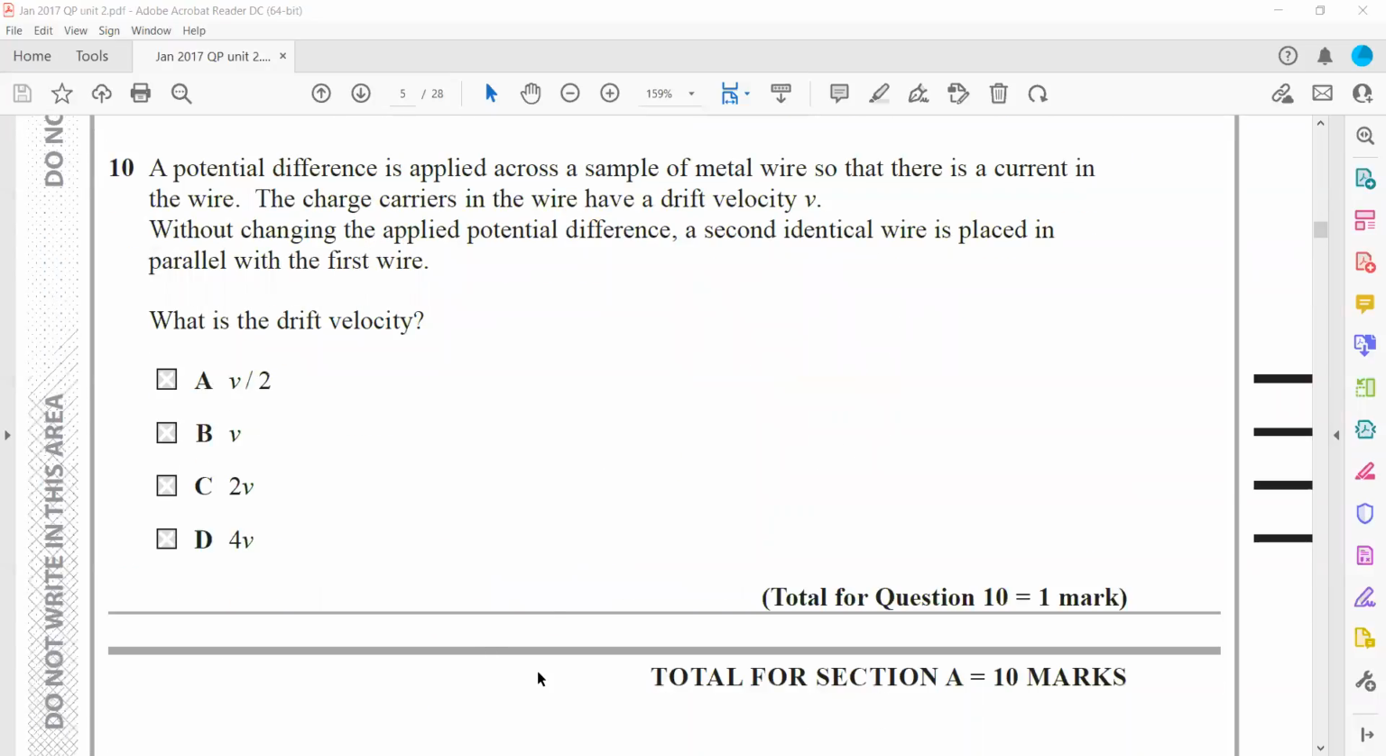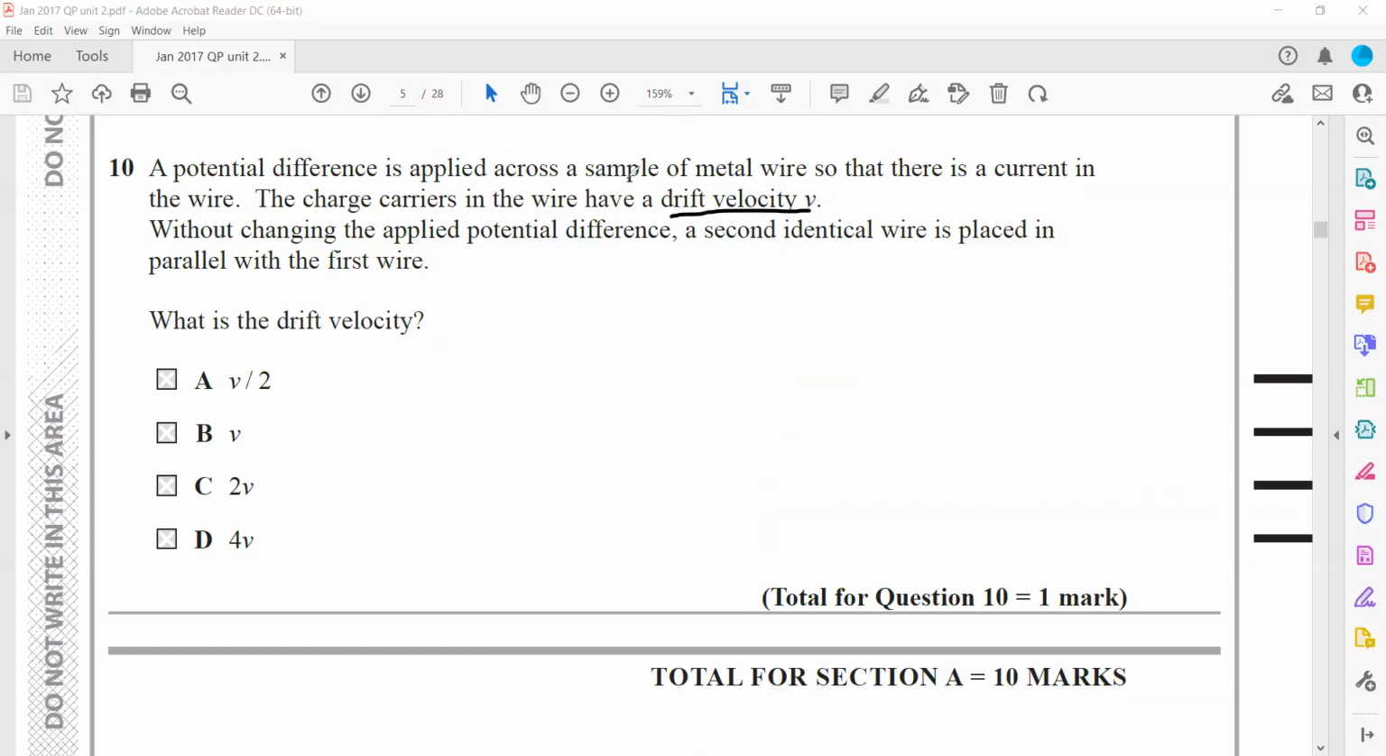Then in question 10, a potential is applied across a sample of a metal wire. So there is a current in the wire. The charge carriers in the wire have a drift velocity V. Without changing the applied potential, a second identical wire is placed in parallel with the first wire. What is the drift velocity? So how do we compare the drift velocity?